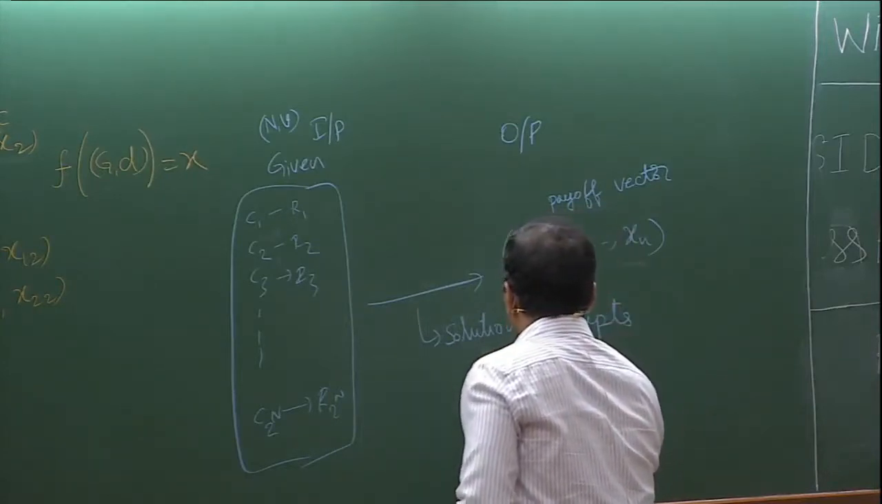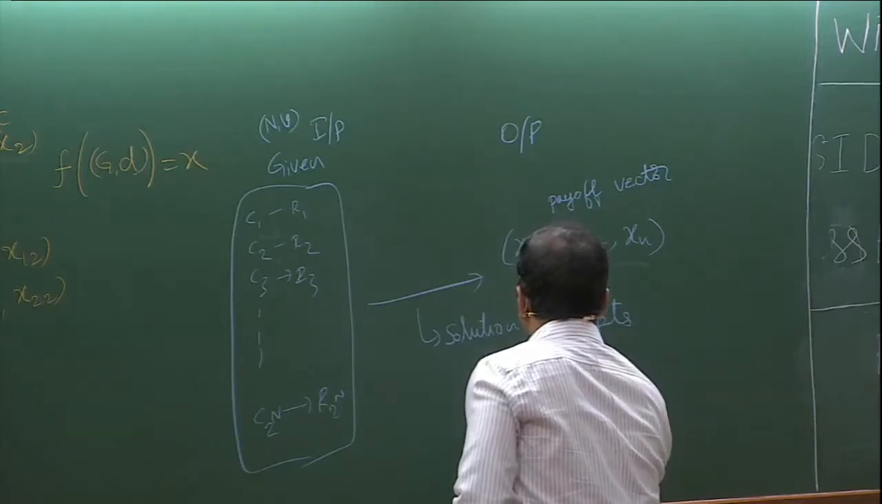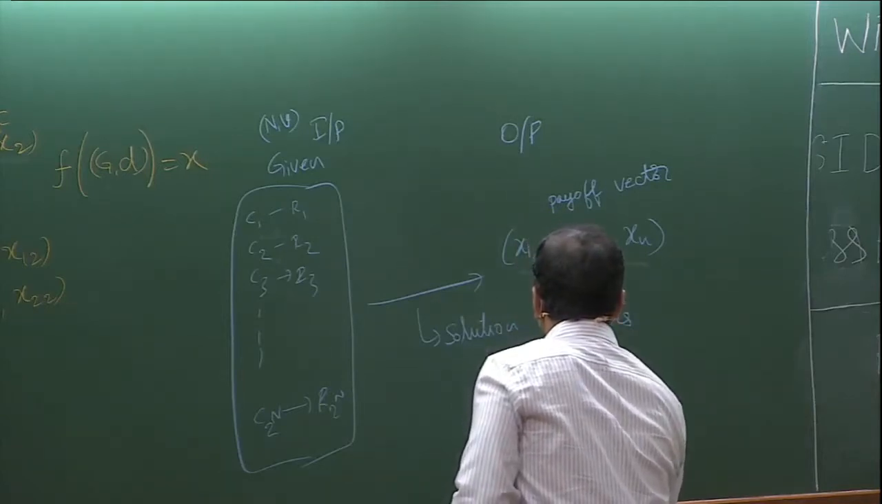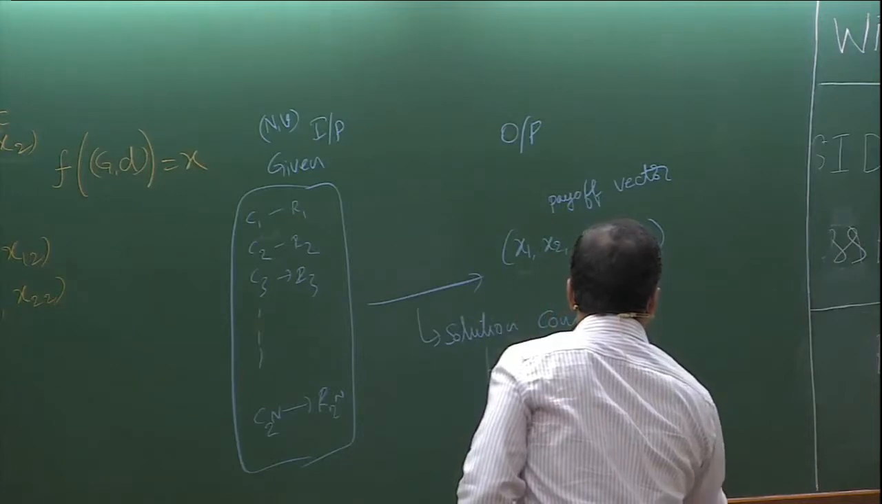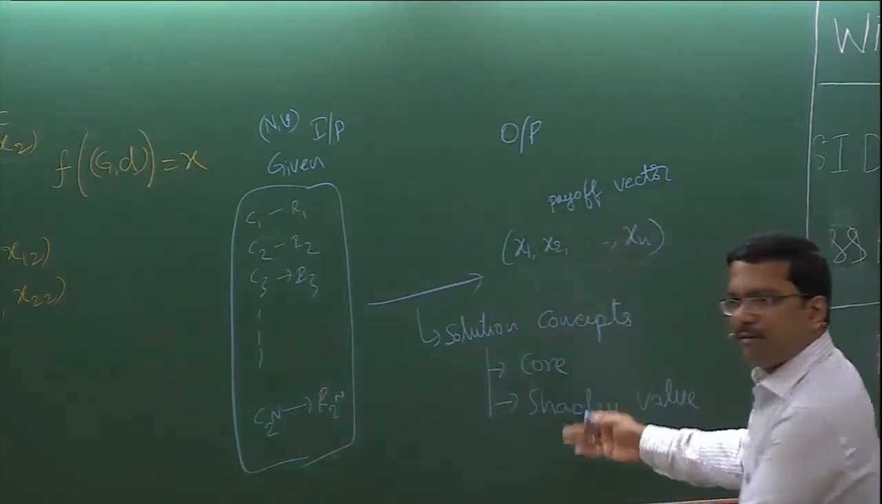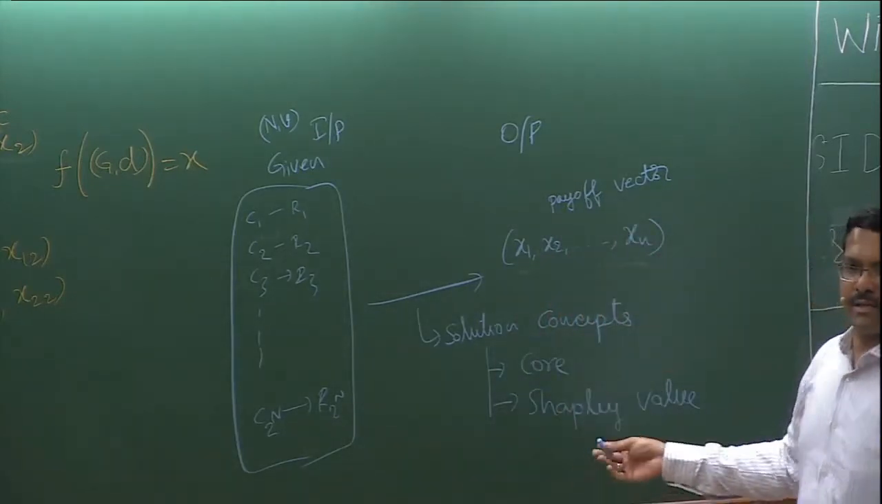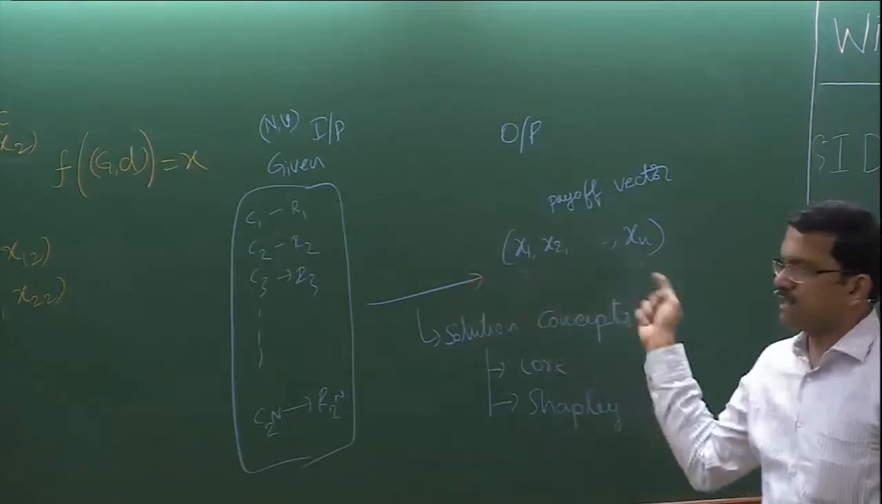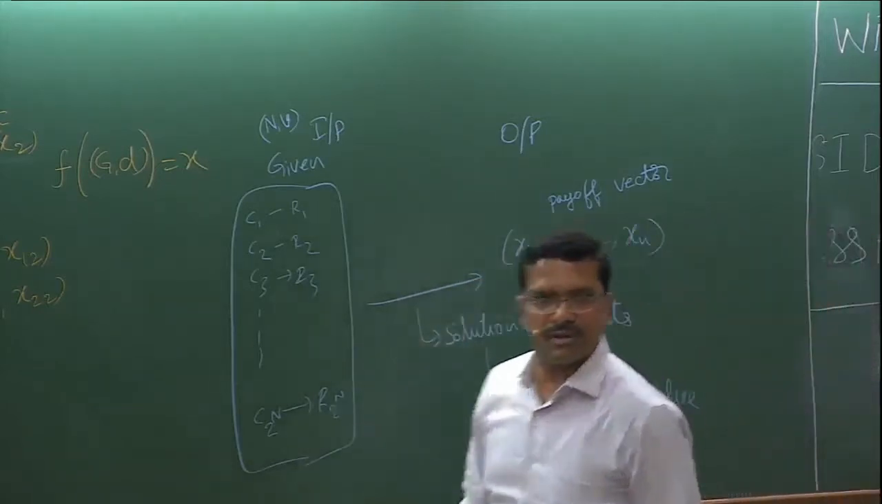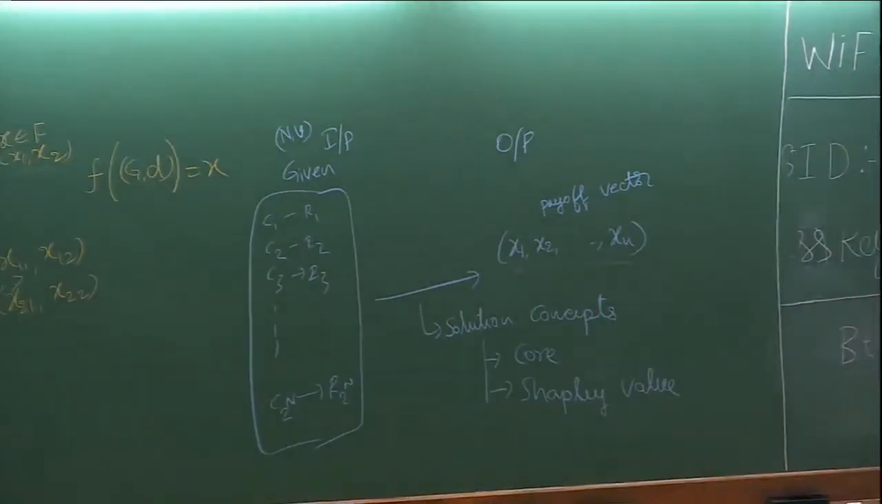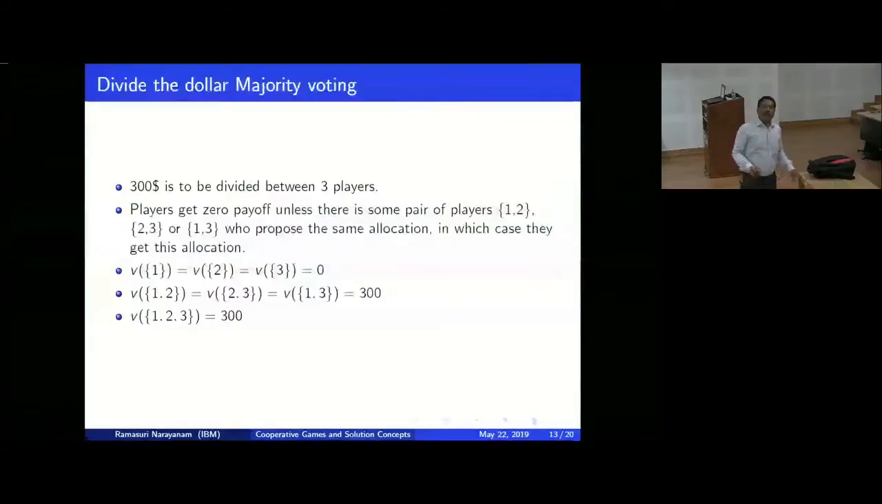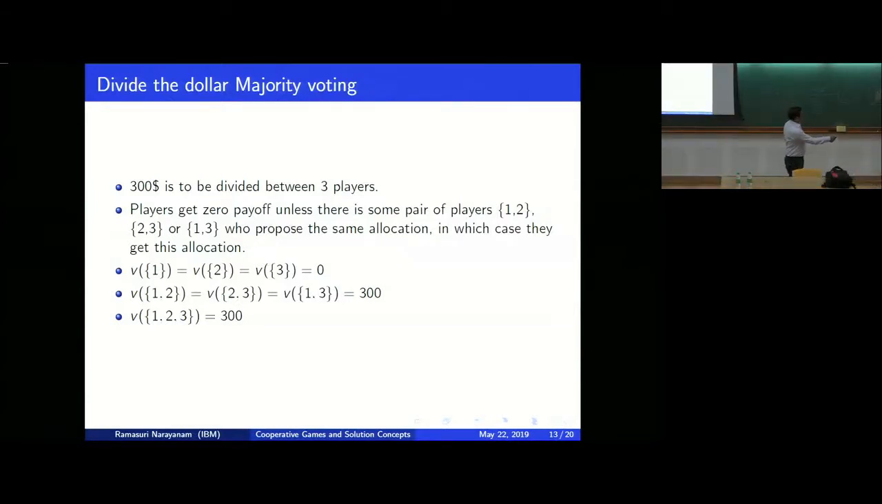Examples of solution concepts are the core and the Shapley value. You can think of them as different algorithms or solution concepts which achieve this objective, from this input to that output. Clear? Before getting into some details of core and Shapley value, we'll just see and digest what this form means and some examples, nothing more than that, okay?